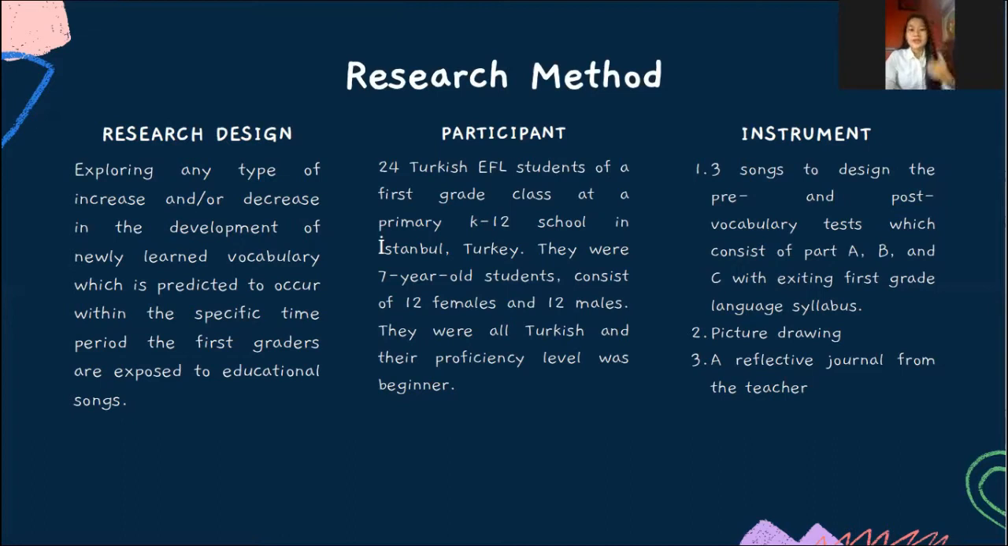And for the instrument, let me explain. The first is three songs. So there are three songs designed for the pre and post vocabulary test. The content of the songs was chosen based on the first grade English program. In other words, the content or the subject of the songs, namely daily routine, food, and habits, are part of the existing first grade language syllabus. So at this first instrument, there are three parts, A, B, and C.